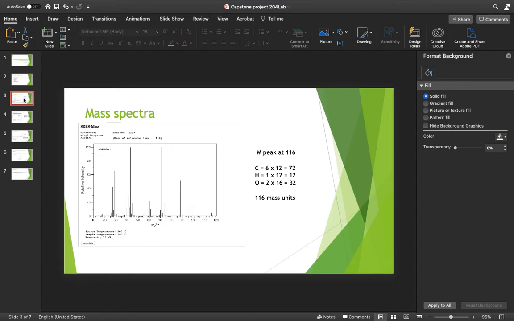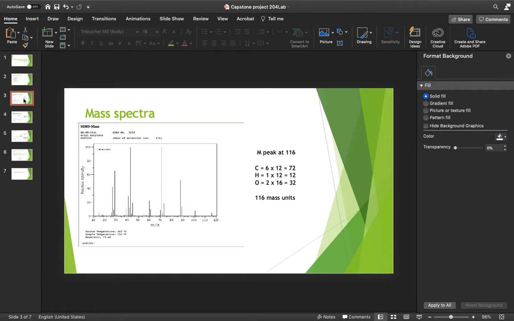The mass spectrum indicates an M peak at 116 m/z, or mass units. This falls in line if you're working backwards from knowledge of the structural formula: 6 carbons at about 12 grams per carbon is 72, 12 hydrogens at about 1 gram per hydrogen is 12, and 2 oxygens at about 16 grams is 32. That adds up to 116 mass units.